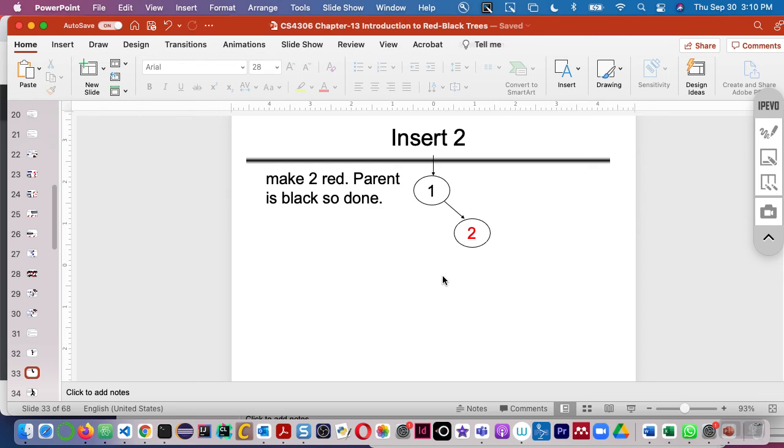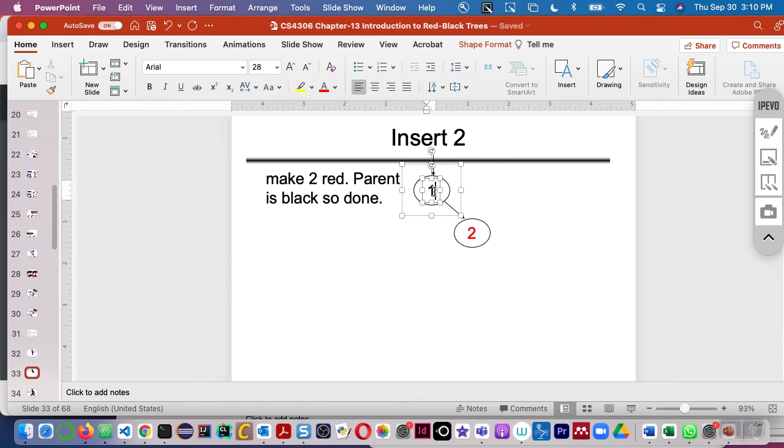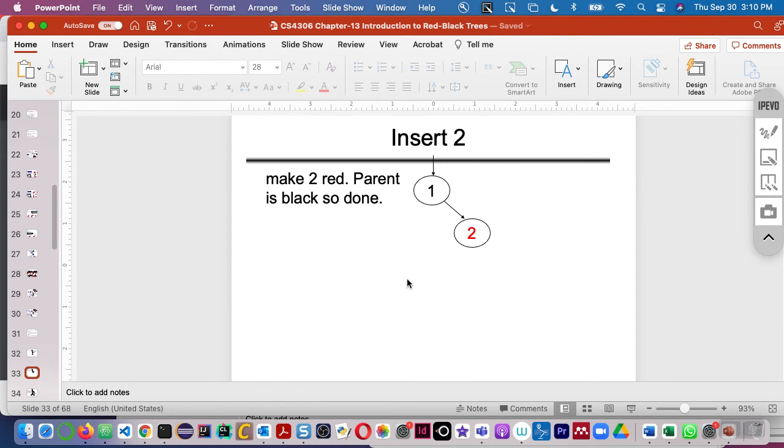Now we will check all 5 conditions. The first condition is: is the root black? Yes. The last condition is: are the numbers of black nodes in both paths the same? Yes, this side 1 and this side 1. Left is null, nothing. We are not considering the nil or empty nodes now, though we can think that 2 has nils and 1 has nil.